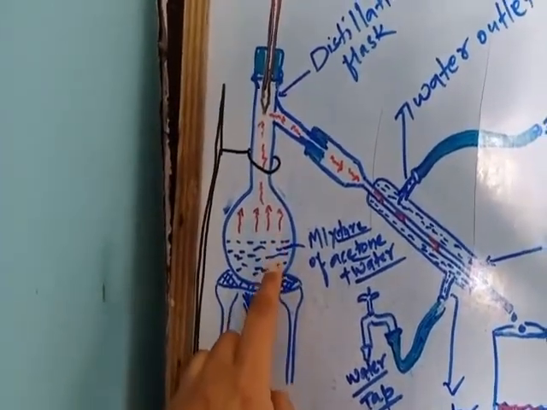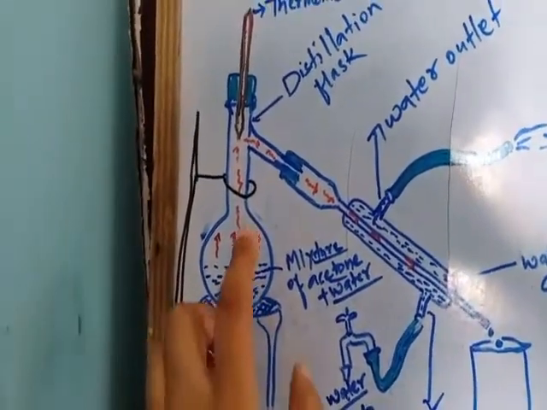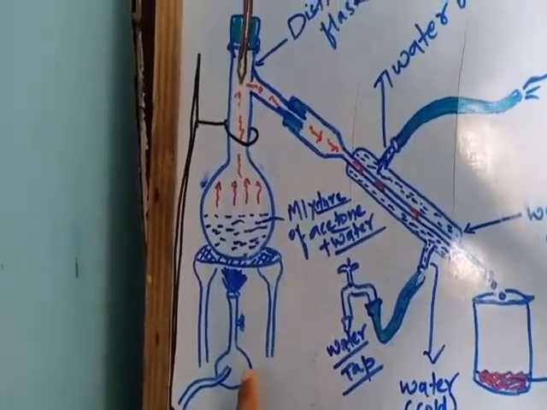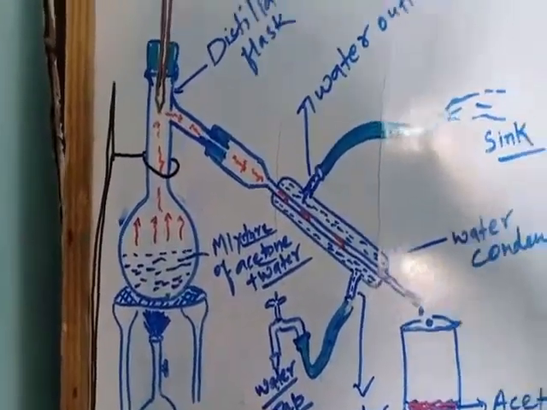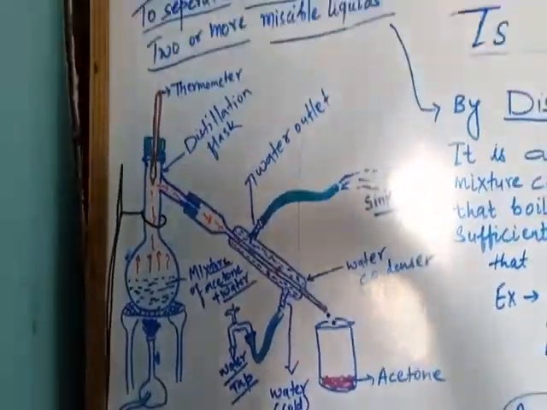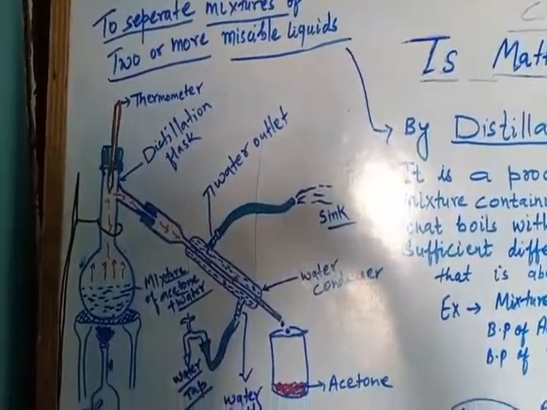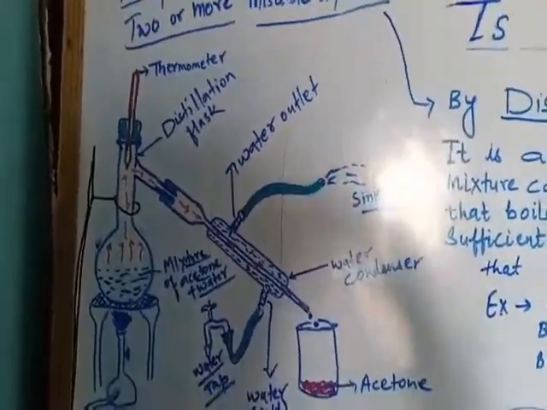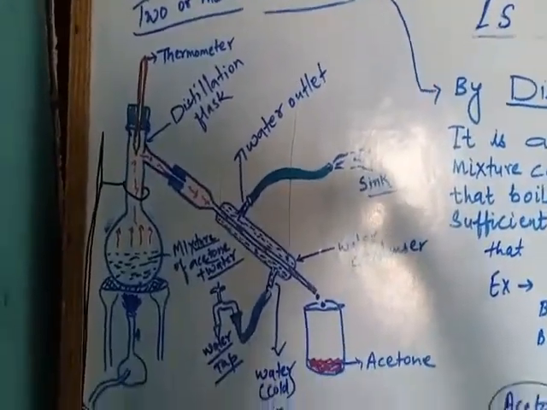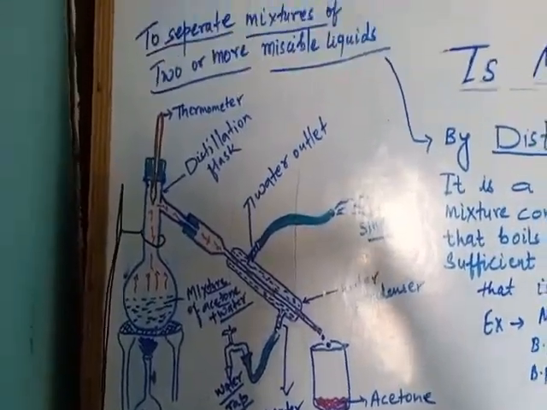We should not let the water boil. Before that only, we have to switch off the burner. Okay, so this is about the simple distillation process for separating two miscible liquid mixtures.